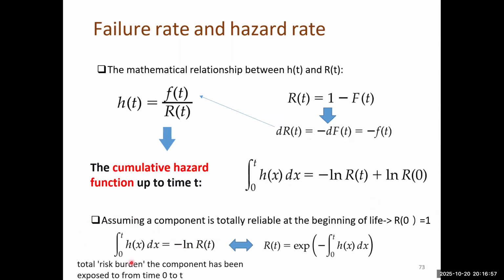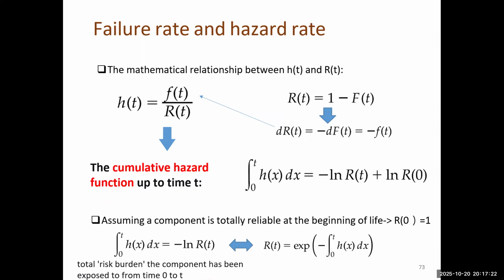So under this assumption, our cumulative hazard function can be written simply as minus ln R(t). And please keep this function in mind. Using this function, we can also get the transformation for our R(t).